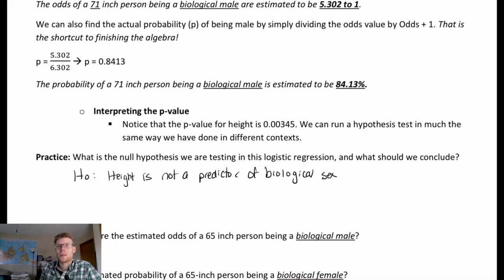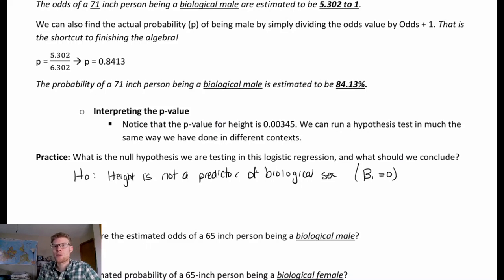If I'm thinking about what it means in symbols, it means that this coefficient is actually 0. If I had all the biological males and biological females in the world, and I looked at their height, and then I looked at their sex, I would find no correlation, and therefore the coefficient of this model for the height predictor should just be 0, meaning that there is no value added by knowing someone's height in predicting their biological sex. So I'll put in parentheses beta 1 equals 0.